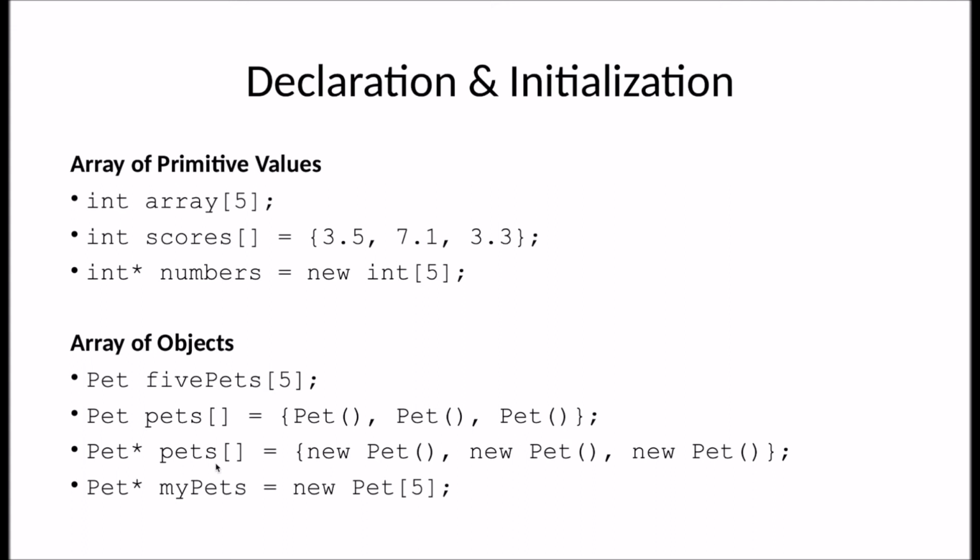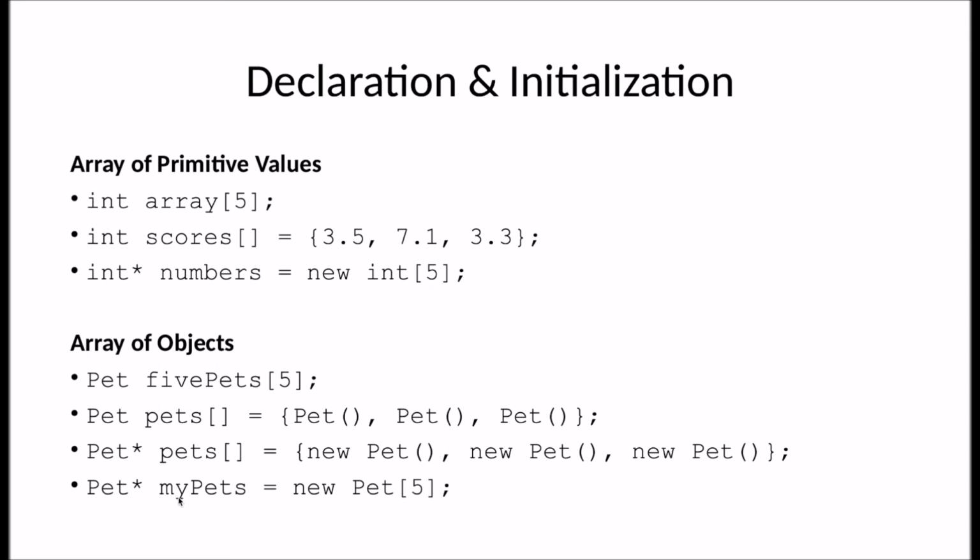The next one is an array of 5 pet pointers. And then I use a list to call the default constructor with the new operator. So this creates new objects and returns the address of that object in memory. The last one uses dynamic memory allocation.